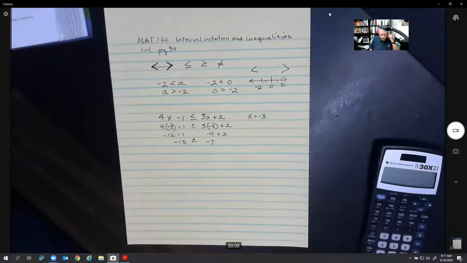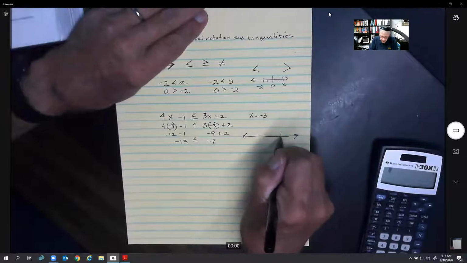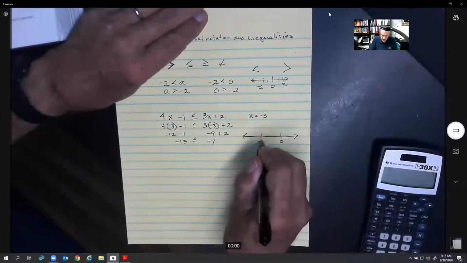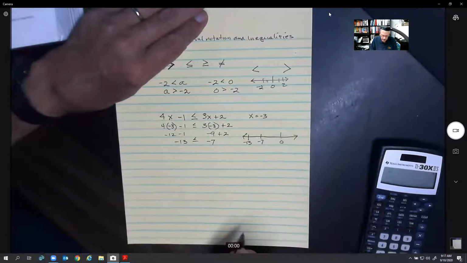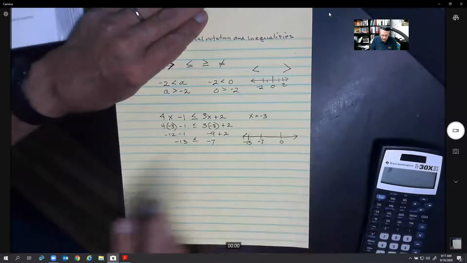So is that a true statement? Well, let's take a look at a number line. Here's 0. Here's negative 7. And then negative 13 would be here. So negative 13 is smaller than negative 7.